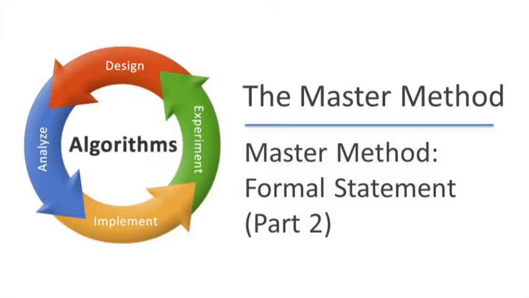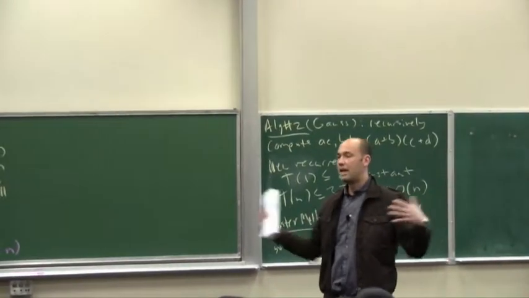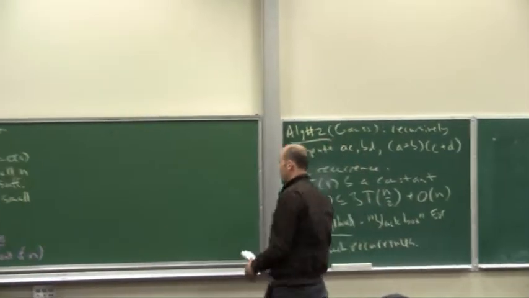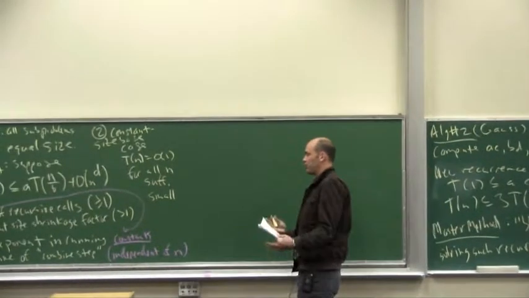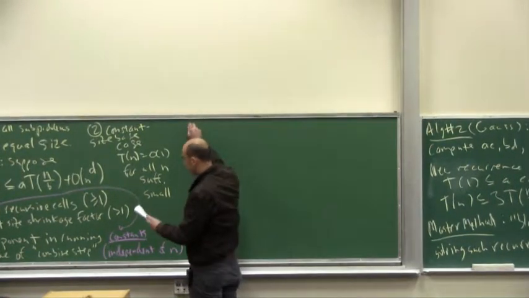All right, so that's the input to the master method. This is what the master method expects, a recurrence satisfying this format. So what is the output of the master method? The output of the master method is just an answer. It just tells you what the recurrence evaluates to.